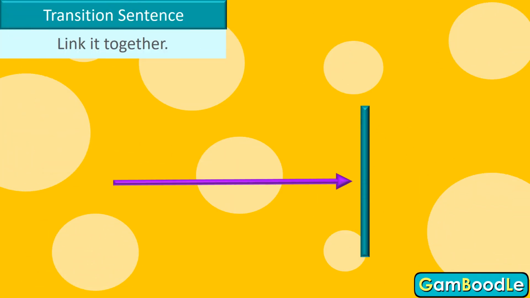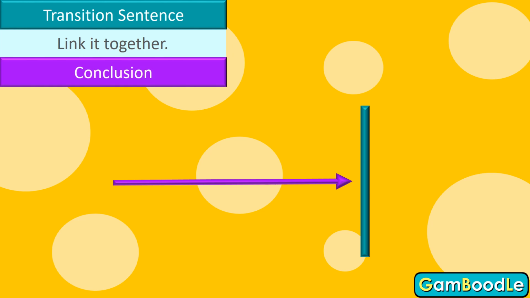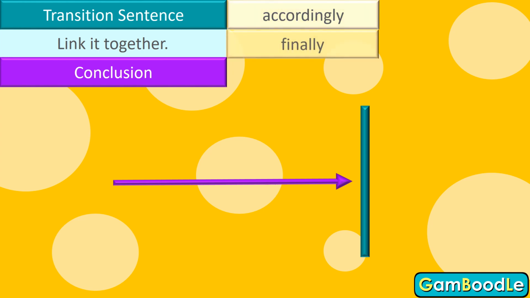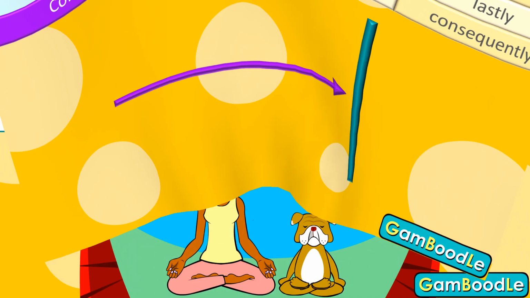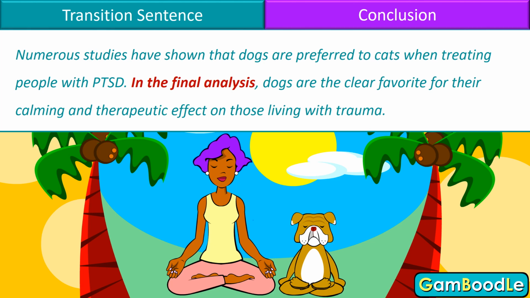Transition sentences can be used to show the conclusion or end of an idea. Some examples of transition words or phrases are accordingly, finally, hence, in brief, lastly, and consequently. Let's look at an example. Numerous studies have shown that dogs are preferred to cats when treating people with PTSD. In the final analysis, dogs are the clear favorite for their calming and therapeutic effect on those living with trauma.